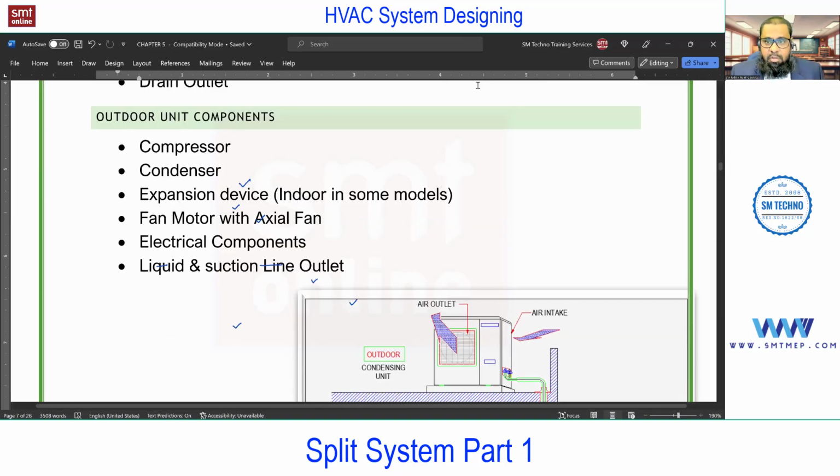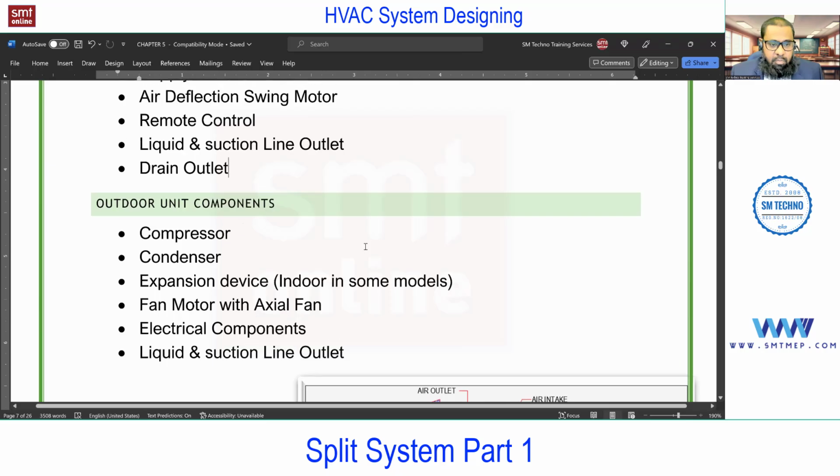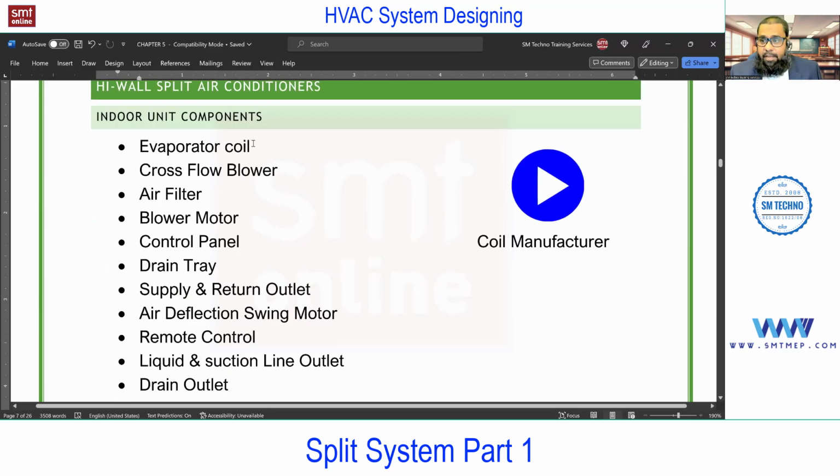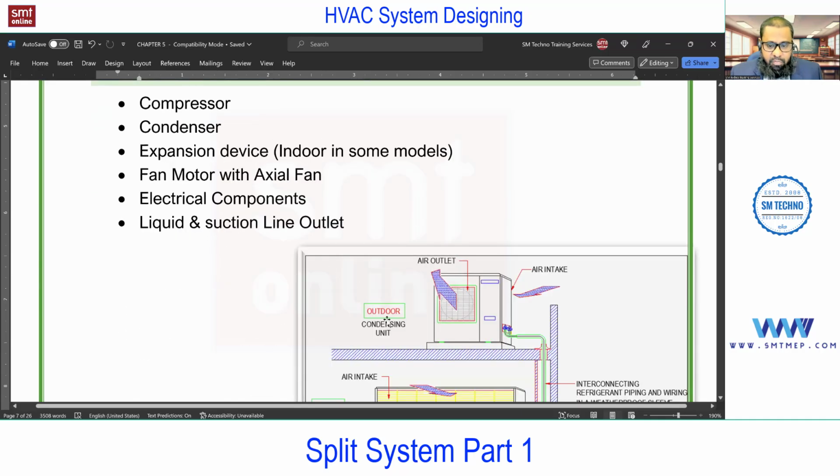Next, let me confirm all these components. But before this, I'm going to play a small video clip. You'll get the idea about these coils. It can be a cooling coil or it can be a condenser. In both, you'll find the copper tubes and the fins. Okay, so I'm going to play the video. First, let me confirm these coils. Then in another video, I'll confirm all the other components.